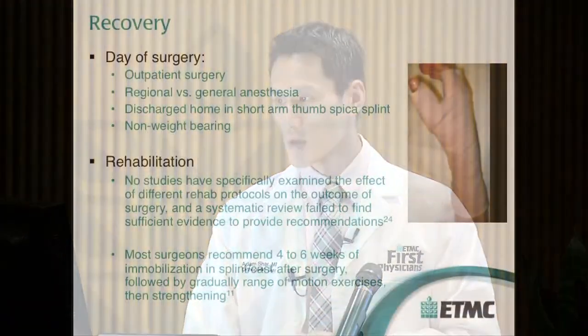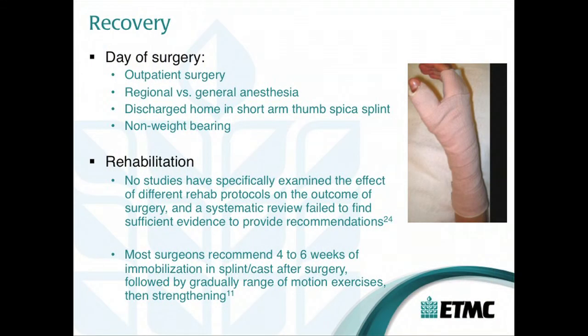So this recovery is going to be pertaining to the most common type of procedures, where I remove the trapezium, plus or minus additional procedure. On the day of surgery, it's outpatient surgery, meaning you go home on the same day. Types of anesthesia can either be general anesthesia or regional anesthesia, where the patient has the arm numbed up, but he or she is not necessarily completely asleep and doesn't get intubated.